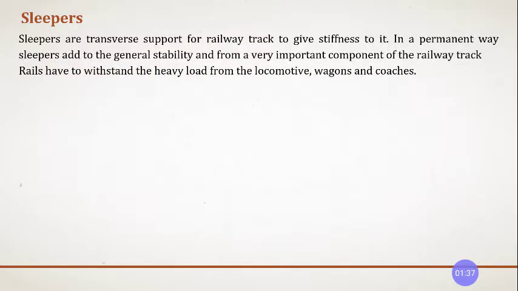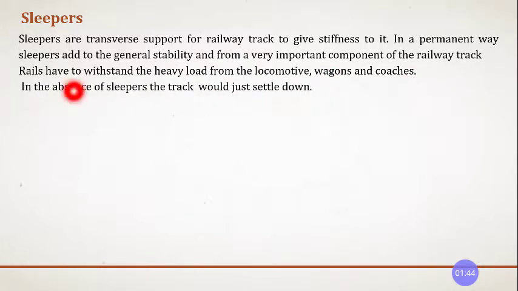So rails have to withstand a heavy load from the locomotives, wagons, and coaches. In the absence of sleepers, the track could just settle down because we don't have any solid foundation there. We are just providing a ballast. If you don't provide sleepers, it will settle down and might also displace, because there is no support and stability, and it is not fixed to the ground.